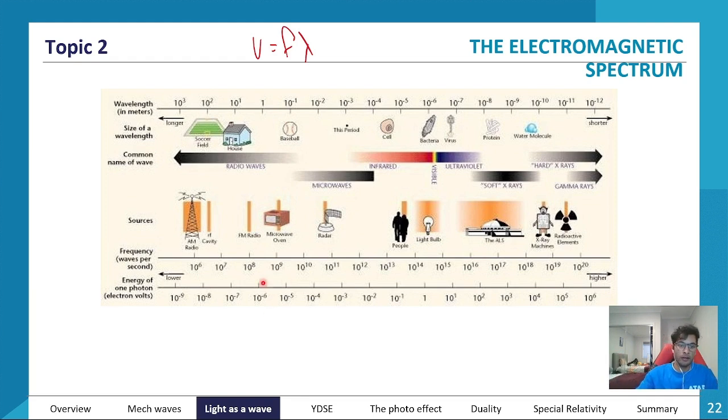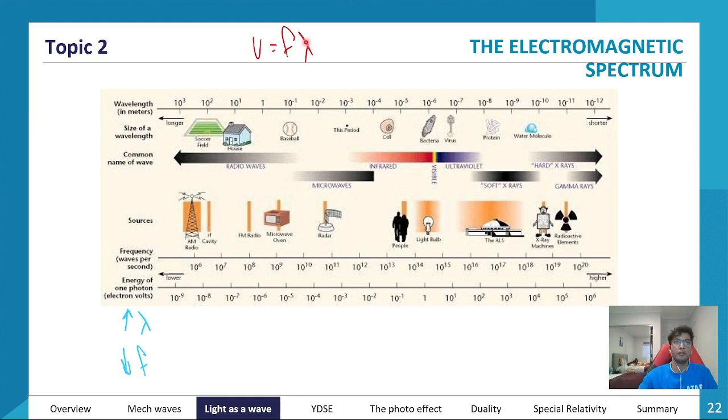So radio waves have the longest wavelength. If radio waves have the longest wavelength, they're going to have the shortest frequency. So longest wavelength, shortest frequency. Why? Because the frequency and wavelength are inversely proportional. If you increase one, the other one has to decrease.